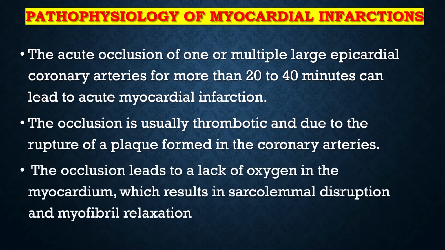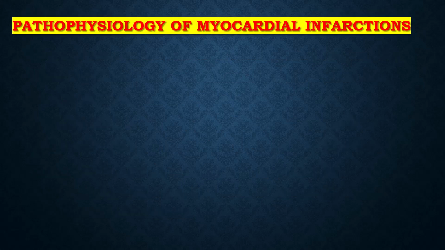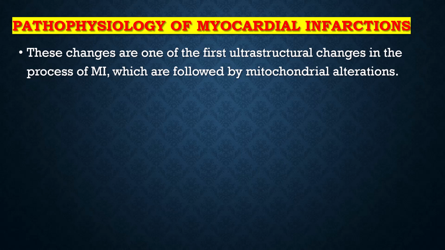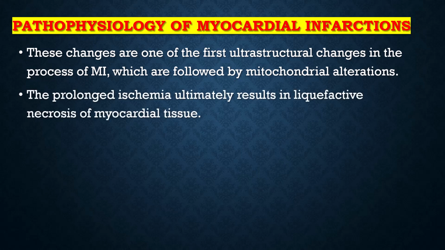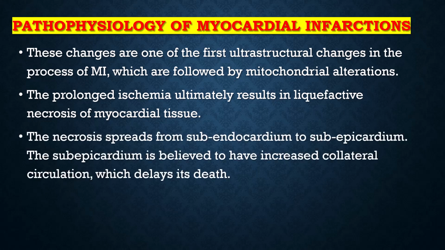The occlusion leads to a lack of oxygen in the myocardium, which results in sarcolemmal disruption and myofibril relaxation. These changes are among the first ultrastructural changes in the process of MI, which are followed by mitochondrial alteration. The prolonged ischemia ultimately results in liquefactive necrosis of myocardial tissue. The necrosis spreads from subendocardium to subepicardium.